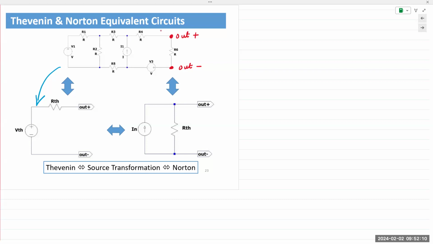You analyze the circuit without that component, and you can represent the entire circuit with a single voltage source in series with a resistor between those open terminals. That is the Thevenin theorem, and this equivalent circuit is known as the Thevenin equivalent circuit. It is not a new analysis technique. You will simply apply the techniques that you have learned so far in order to represent the circuit as a Thevenin equivalent circuit. It is simply a representation.